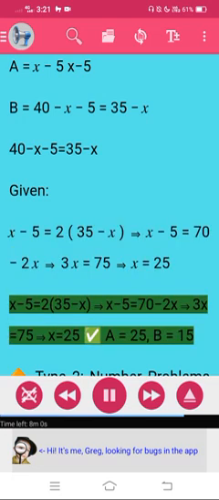x minus 5 equals 2(35 minus x). Rightwards double arrow x minus 5 equals 70 minus 2x. Rightwards double arrow 3x equals 75. Rightwards double arrow x equals 25. Check: a equals 25, b equals 15.